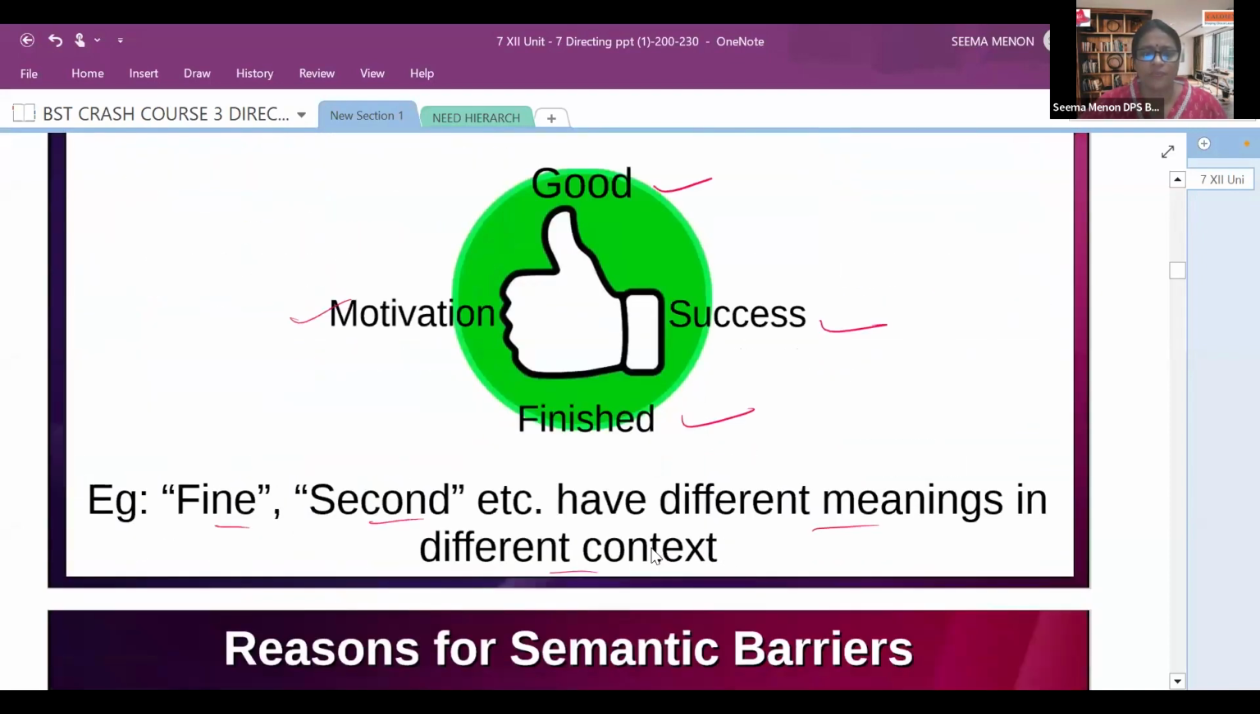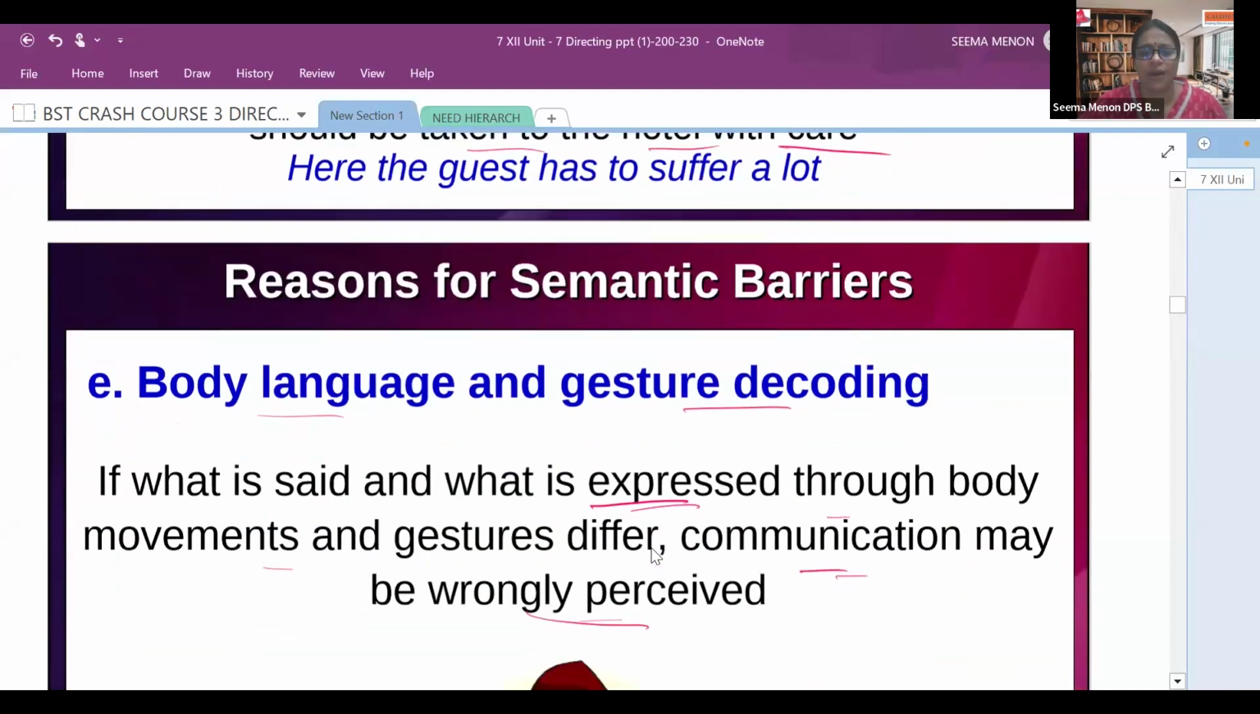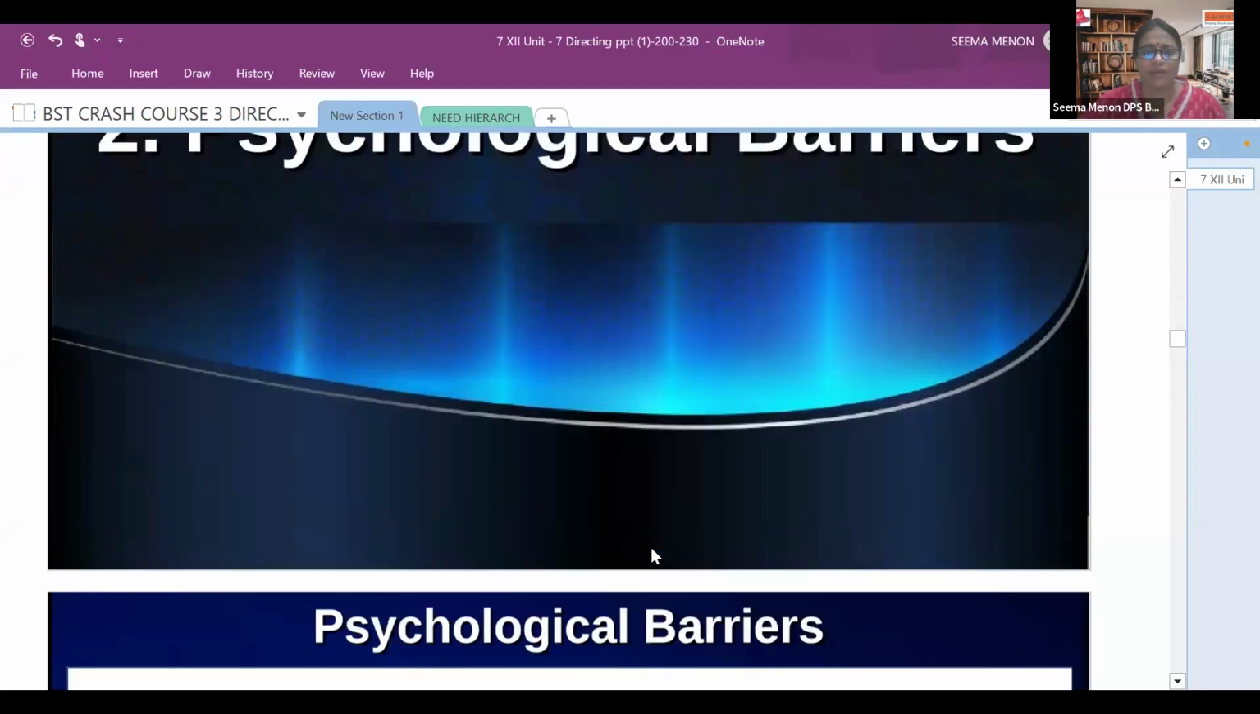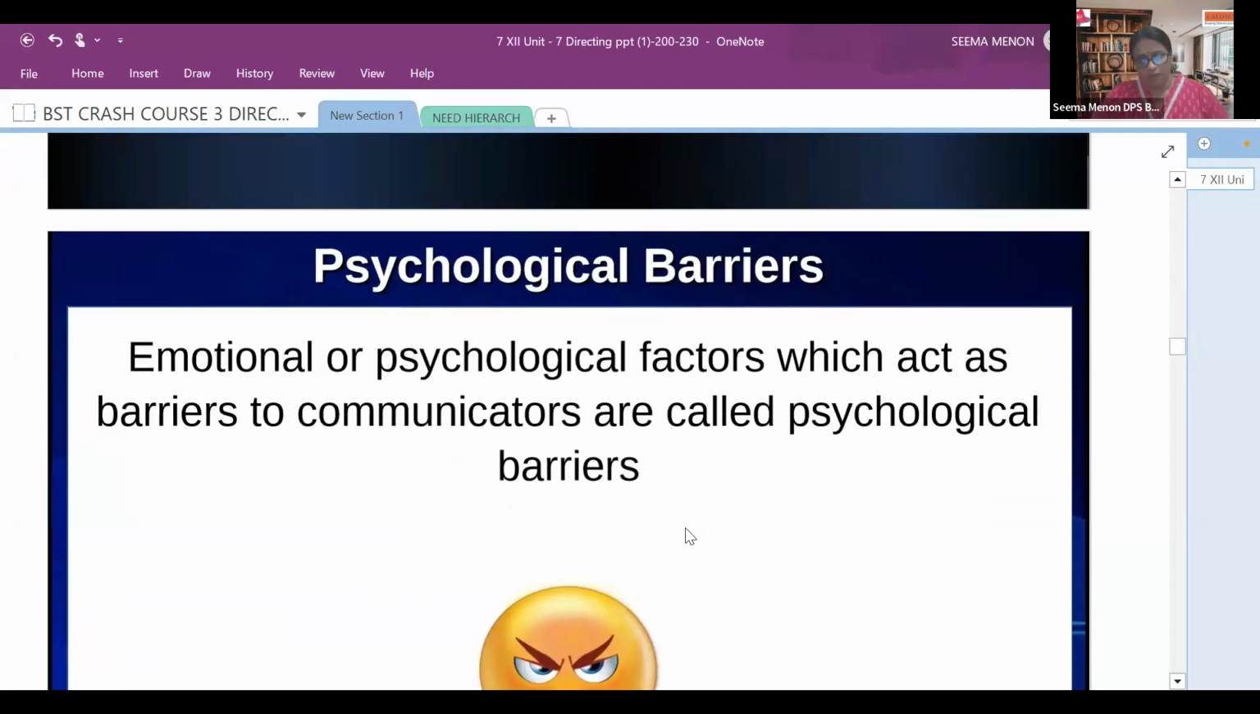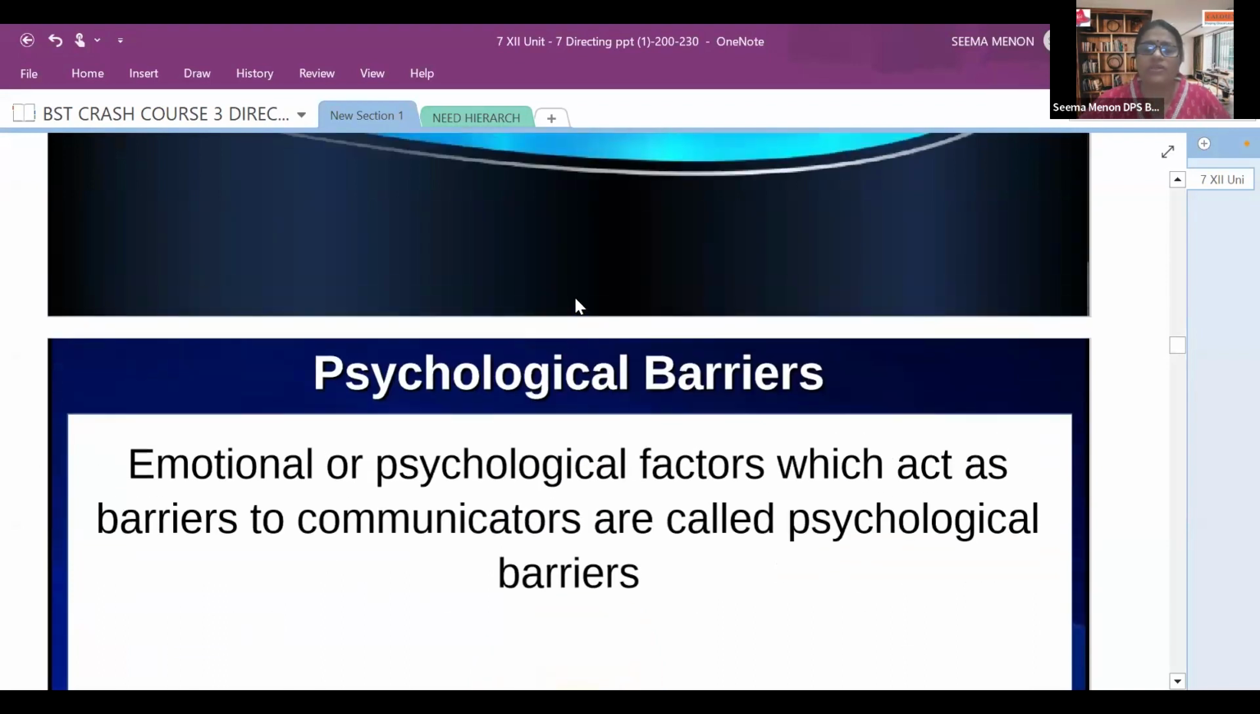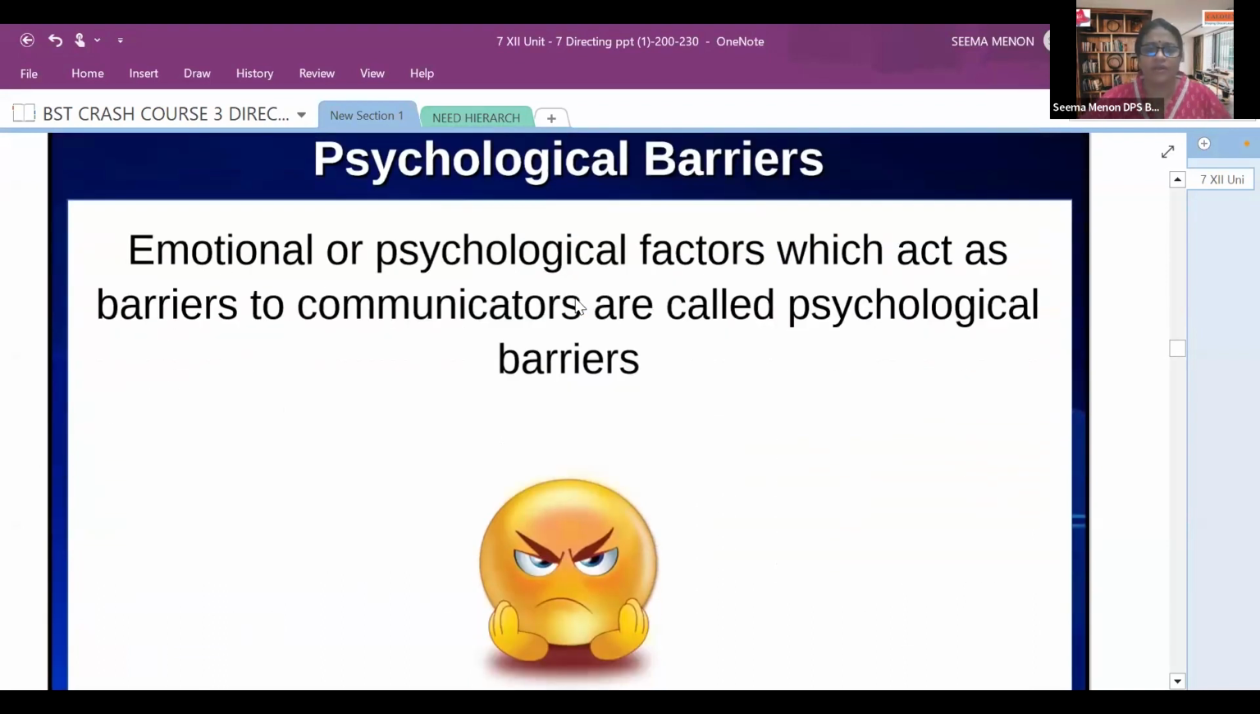Now coming to the next one, psychological barriers. What do you mean by psychological barriers? There are 4 barriers in effective communication. First one is the semantic barriers. I think all the 6 points are clear to you. Psychological barrier, what is that? Emotional or psychological factors which act as barriers to communication.